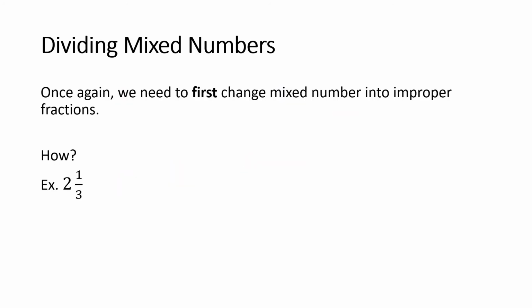Now let's try dividing mixed numbers. Once again, I keep repeating this when we did multiplying fractions, when we add and subtract fractions, but I just want this part to stick in your head. When we're dealing with mixed numbers, we need to first change the mixed number to an improper fraction. Okay? Whether you're adding, subtracting, multiplying, or dividing, change your mixed numbers. I don't want to see it.